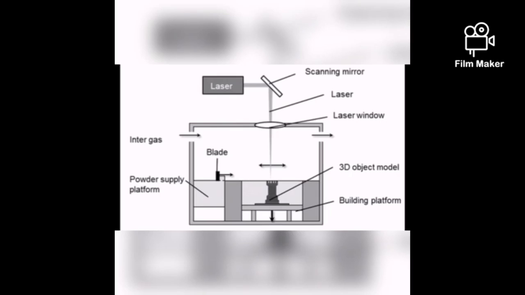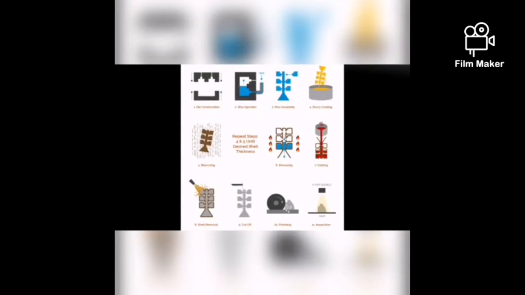Once one layer of the model is complete, the building platform descends by one layer and another layer of metal powder is deposited by using the blade. A metal product with a shape similar to the 3D design is molded by sequentially and repeatedly melting, solidifying, and depositing metallic powder.